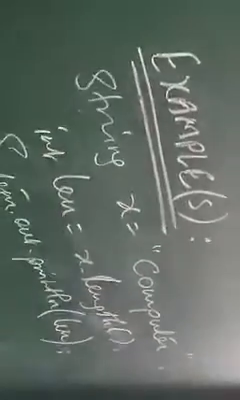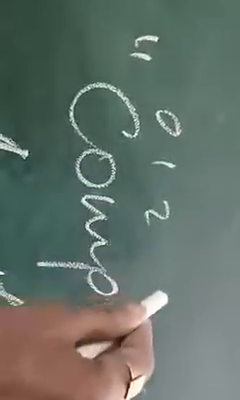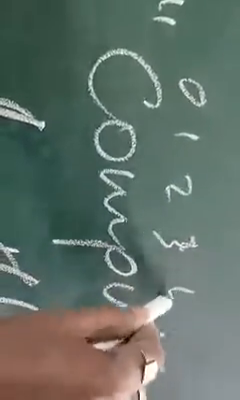So the example is, suppose I take the example this way. String x is equals to computer, remember it's an array of characters. So we have the indexes 1, 2, 3, 4, 5, 6 and 7. That means the total number of characters in this will be 8. So when we find out the length, it tells us the total number of characters. It gets stored into a variable called len. And when len is printed, you get the output as 8.